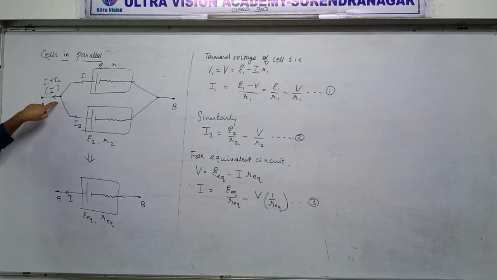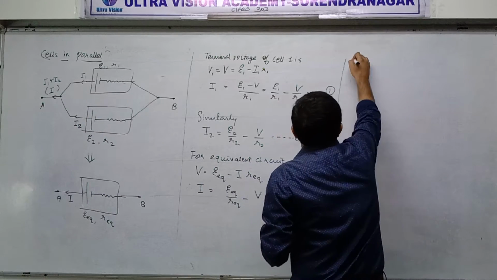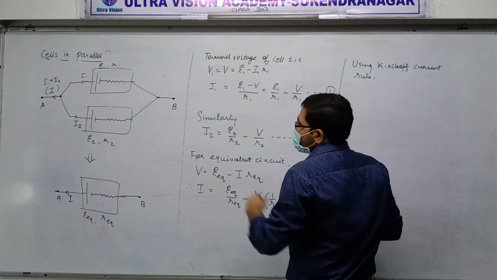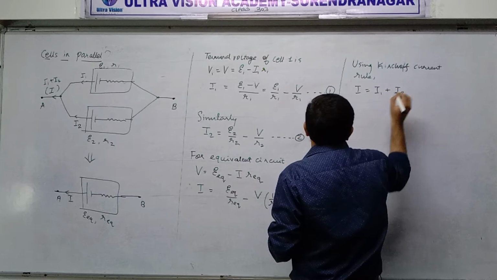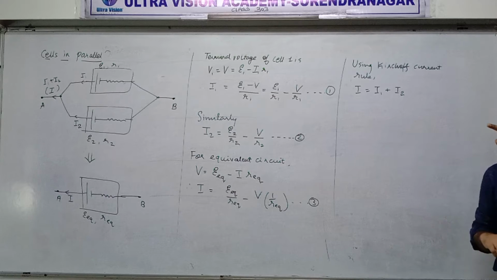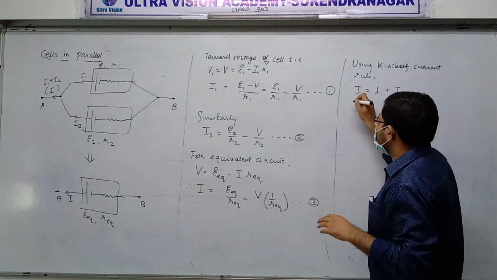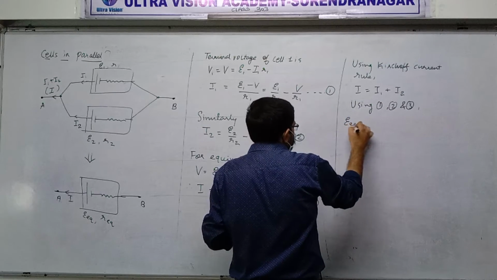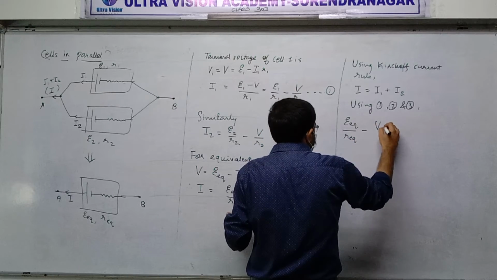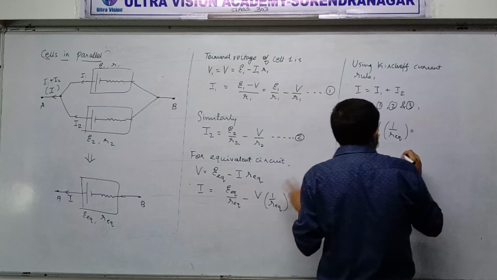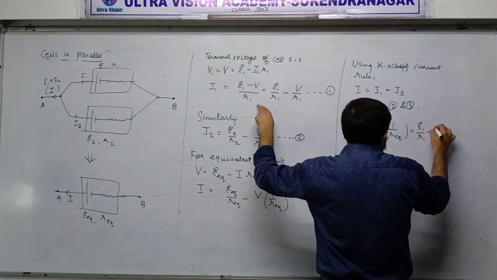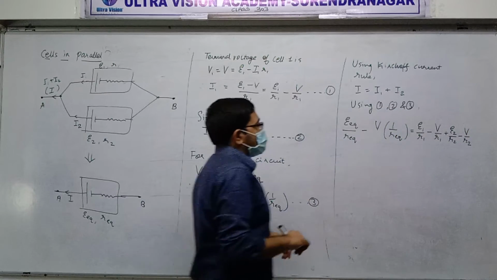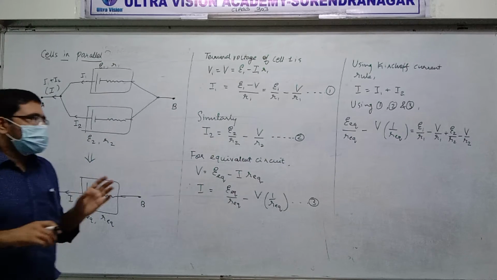Now come to this junction. Using Kirchhoff's current rule, what do we get? I is equal to I1 plus I2. Understood? Now put all these values, using 1, 2 and 3. In place of I we write epsilon equivalent upon R equivalent minus V into 1 upon R equivalent, which is equal to, on the right hand side, epsilon 1 by R1 minus V by R1 plus epsilon 2 by R2 minus V by R2. Everything clear?